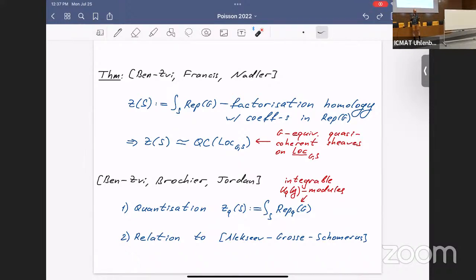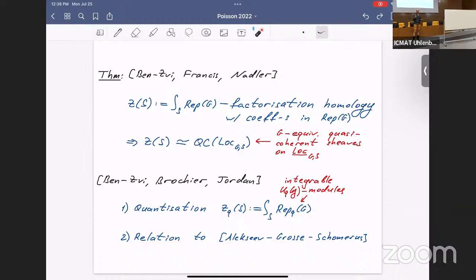They constructed this thing, and then they proved that this category that they assigned to a surface is really just the G-covariant quasi-coherent sheaves on homomorphisms from pi1 of S to G, right? Or equivalently quasi-coherent sheaves on the moduli space of G-local systems on S. And then there came work of David Ben-Zvi, Adrien Brochier, and David Jordan, which quantized the story. What they did was replace this rep G with rep Uq G, which are integrable Uq G modules. And then they explained how this category relates to a work of Alekseev, Grosse, and Schomerus.